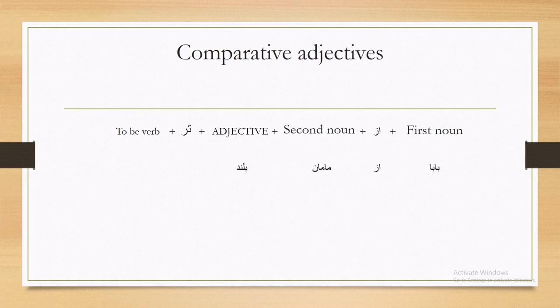Plus tar plus to be verb. Here we should use is. Is in the Persian language means he. Don't worry about this. I will tell you about to be verbs in the Persian language in the next video. Okay, we have بابا از مامان بلندتره.